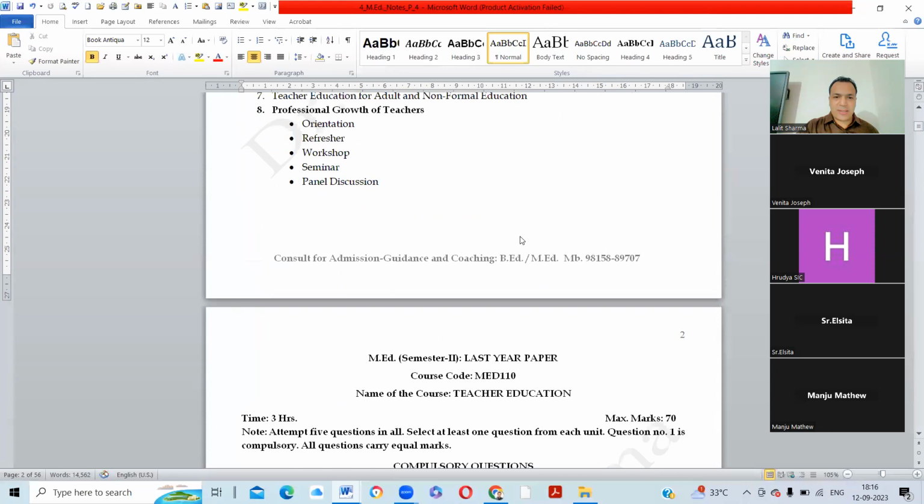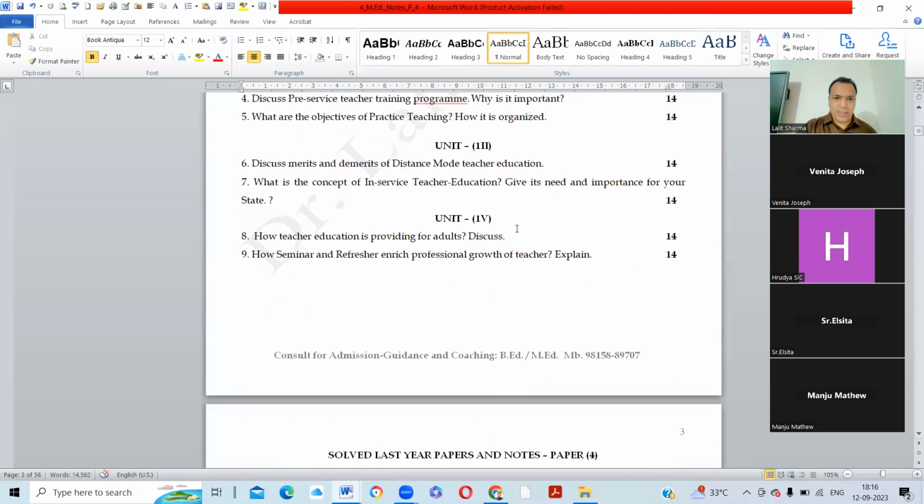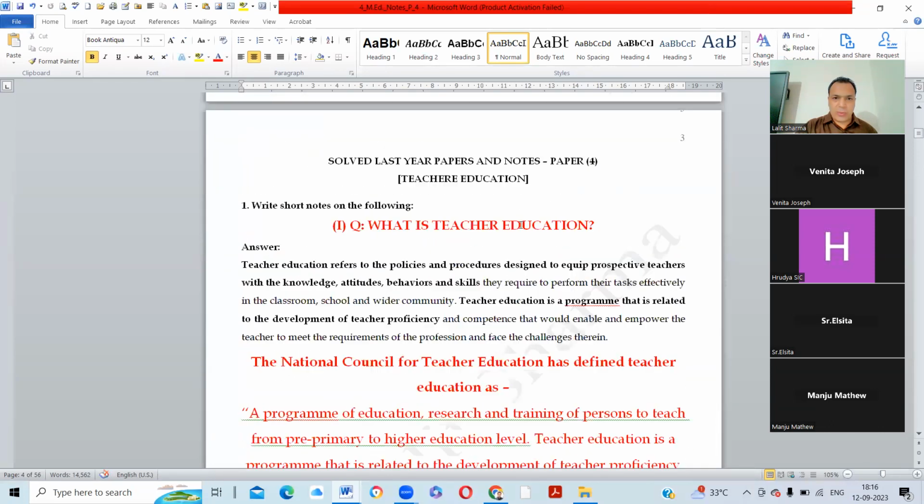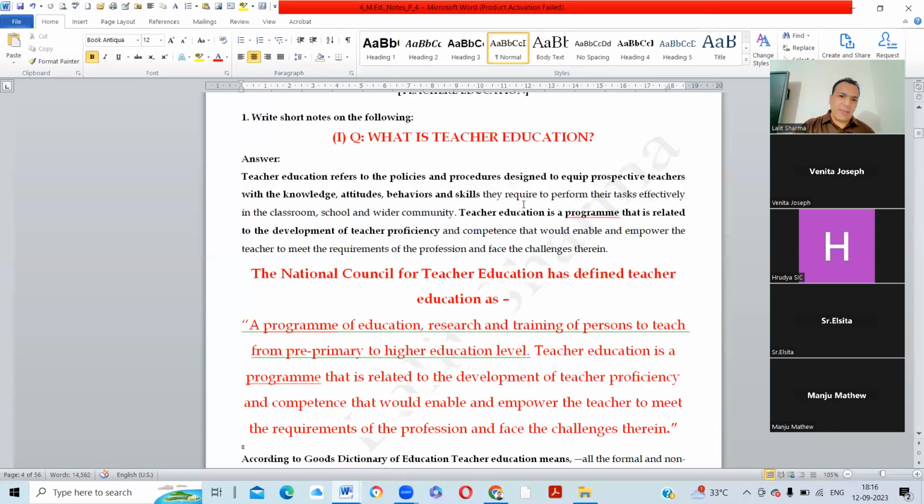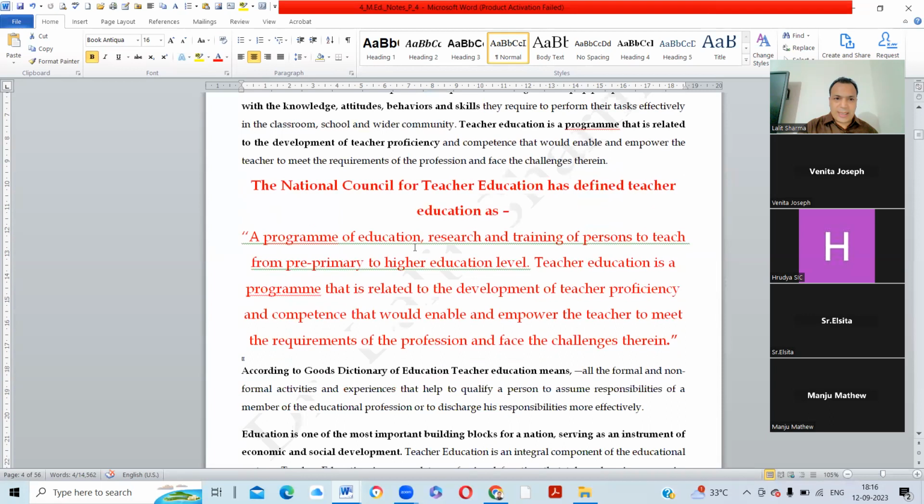So guys, we start our today's topic, today's lecture, directly from here. What is teacher education? The first question has come in the last year. What is teacher education? Just see the line which I have colored as red.